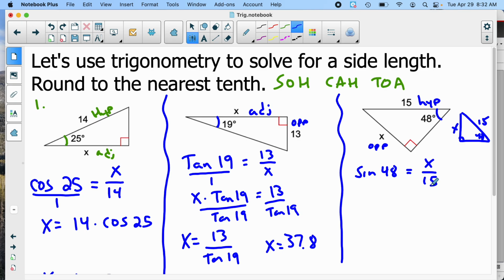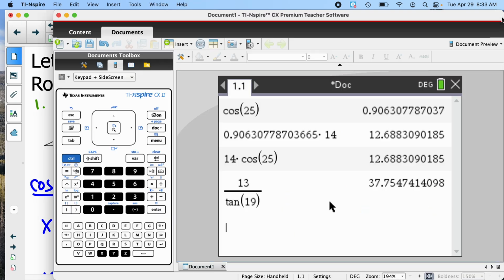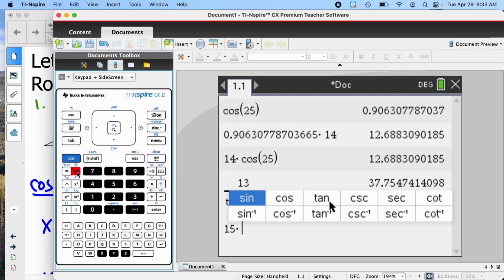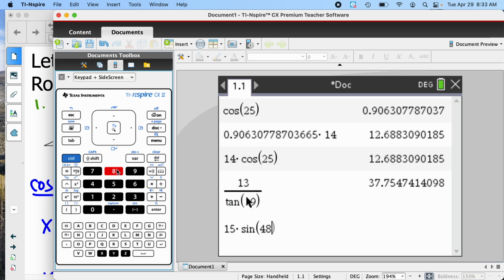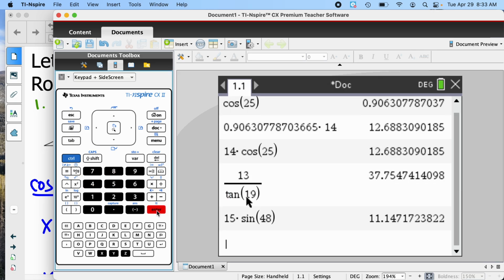If I put it over 1 and cross multiply, sounds good. I'm going to get 15 times the sine of 48, and that equals my unknown x. Hey, that just goes into the calculator. 15 times sine 48. Rounded to the nearest tenth, this is 11.1.